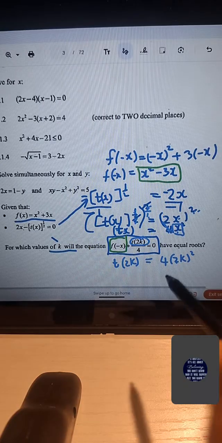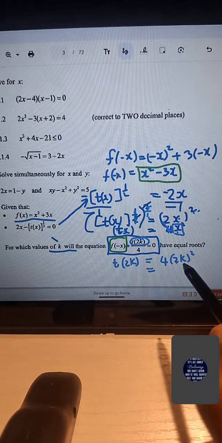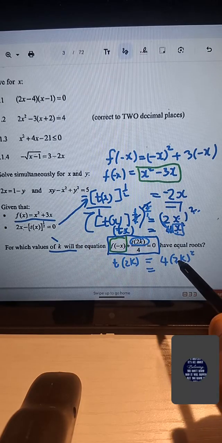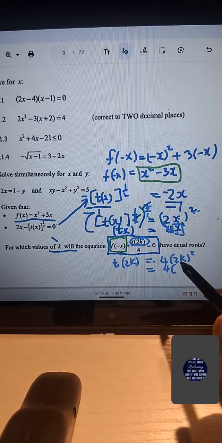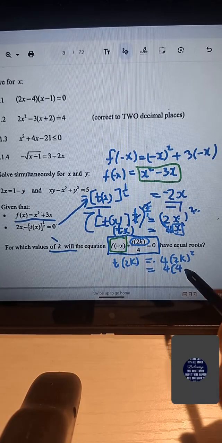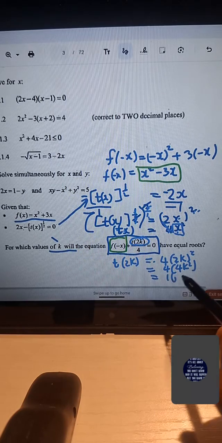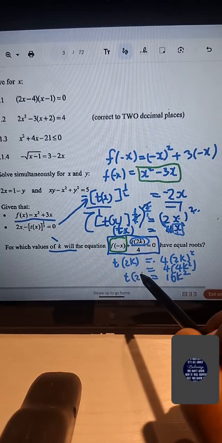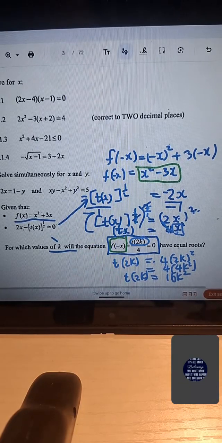Anna? And then I am going to BODMAS. BODMAS says I must first do brackets, then O, exponents and roots, orders. So if I apply the exponent first to the 2, the 4 is outside, I apply the exponent to the 2: 2 squared is 4. Apply the exponent to the k, I get k squared. Final answer, 4 times 4 is 16k squared. That's t of 2k. That's what t of 2k is equal to. It's equal to 16k squared.